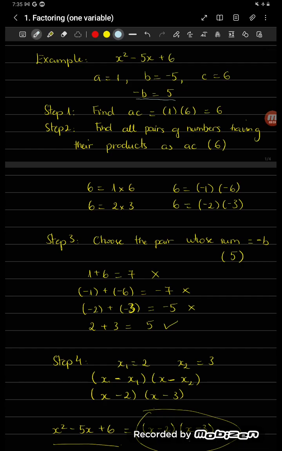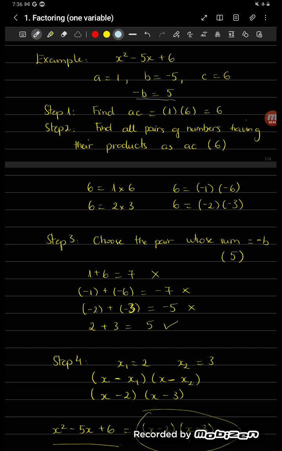So step 1, we need to find the product of AC. Here the product of AC equals 1 times 6, which is 6. And step 2, we need to find all pairs of numbers whose product is 6. We have 4 pairs: 1 times 6 is 6, negative 1 times negative 6 also equals 6, 2 times 3 also equals 6, and negative 2 times negative 3 also equals 6. Those are all the pairs we can find whose product equals 6.